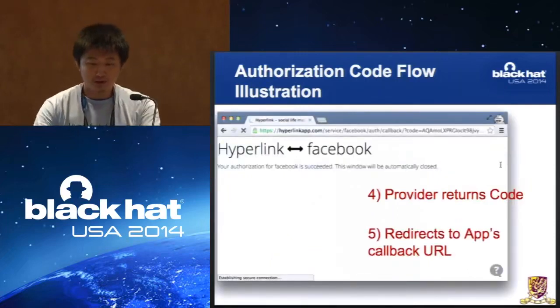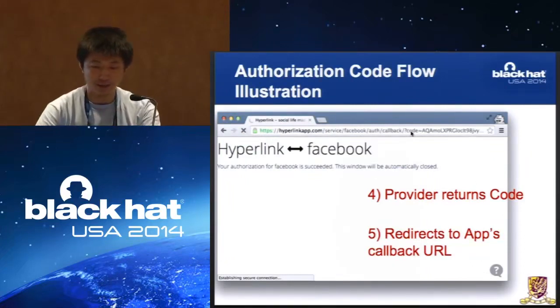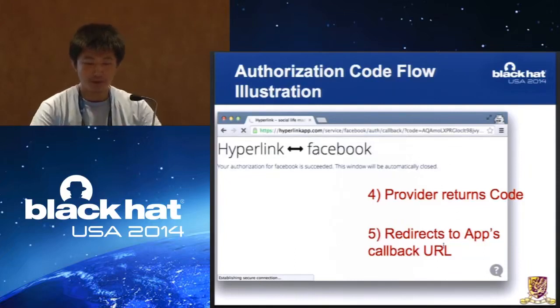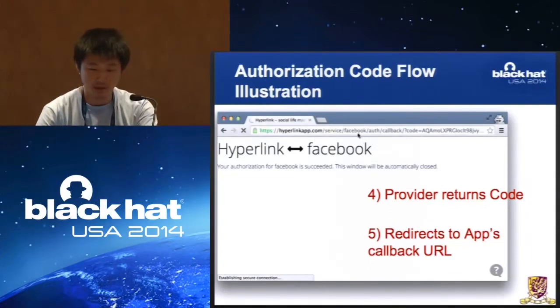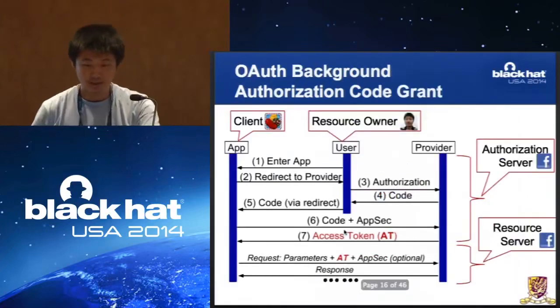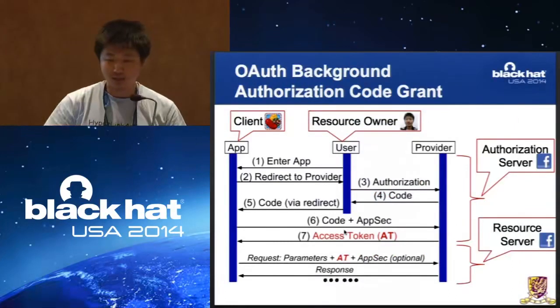Okay, then after all of this, the provider will return a URL that has a parameter with code equal to something here. And this will be redirected back to the app's server. So here you see, here is one callback URL, redirect back. And after all of this, the app can proceed further to get the access token and operate on behalf of the user. And here we summarize the previous working example in this flow chart.